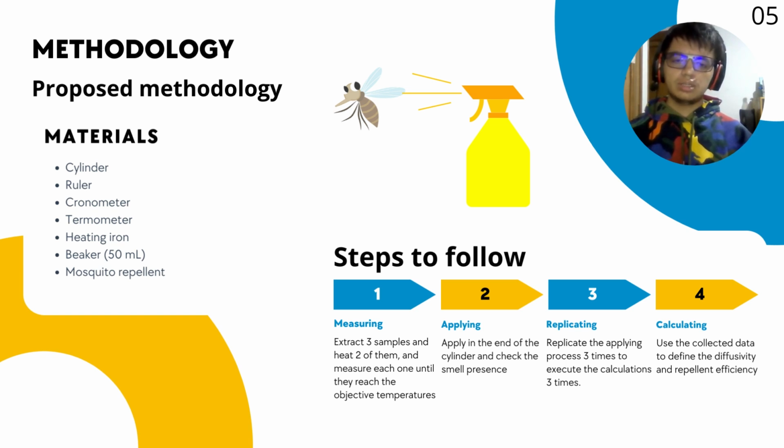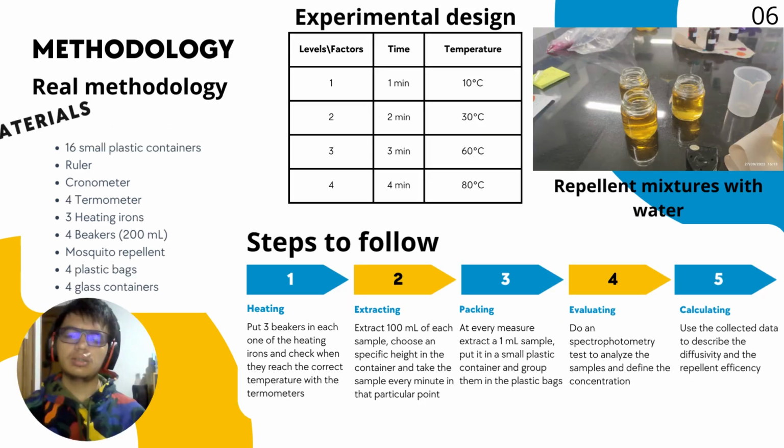Then apply the samples at the end of the cylinder and check the smell presence when they spread along the whole cylinder. Then replicate this whole process three times, and then use the collected data of the spread times to define the diffusivity and the repellent efficiency.